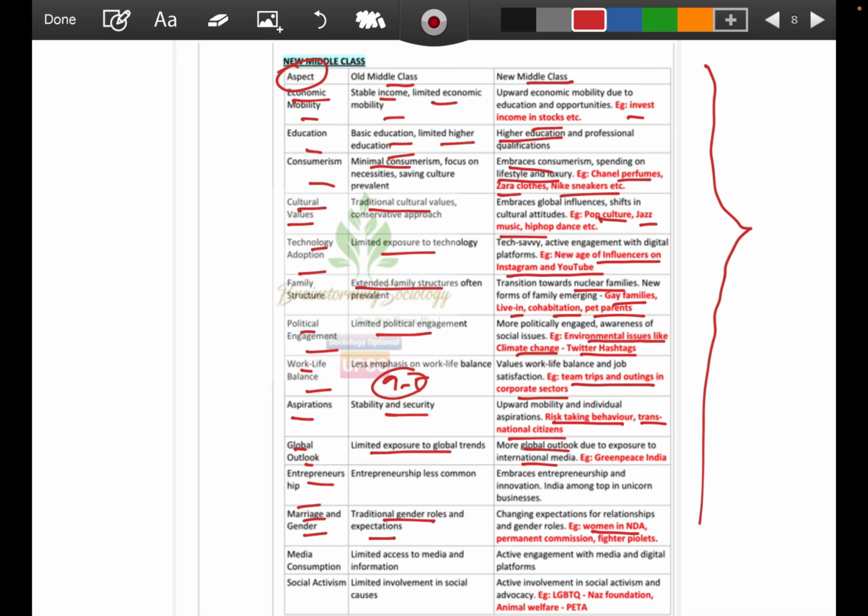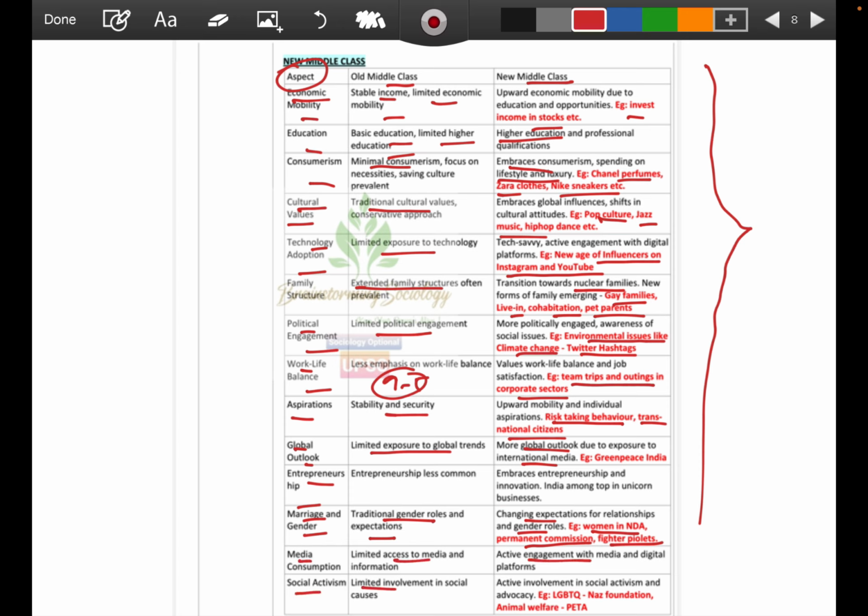Marriage and gender: traditional gender roles and expectations. Now women are in the NDA, permanent commission, fighter pilots and everything, with changing expectations of relations. Gender roles have also changed, like women going out in MNCs and becoming CEOs over there. Media consumption was limited. Now active engagement has happened.